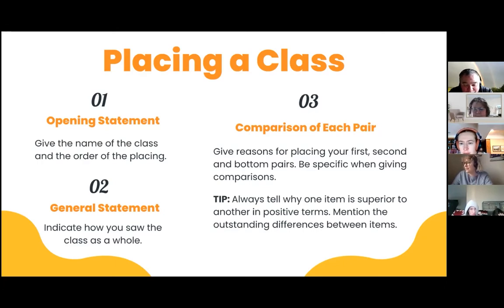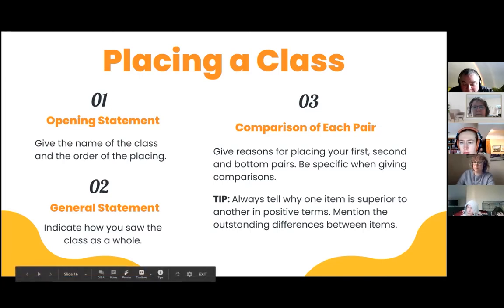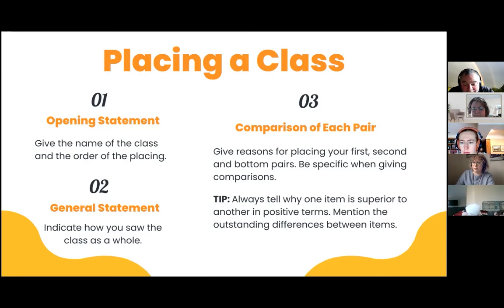There are 3 pairs in your placings and reasons. Aaron actually mentioned it a little bit before. A top pair, that's your first and second place. A middle pair, second and third place. And a bottom pair, third and fourth place. So once you've made your opening statement and you've talked about the first place item, now you compare each of the 3 pairs. Give reasons for placing first place over second, second place over third, and third place over fourth.